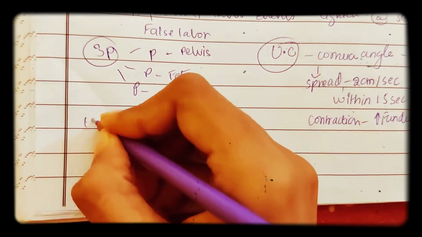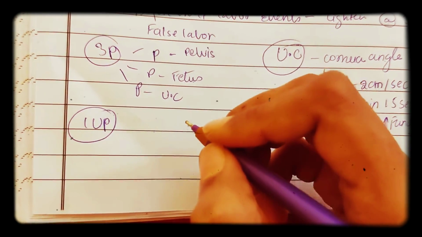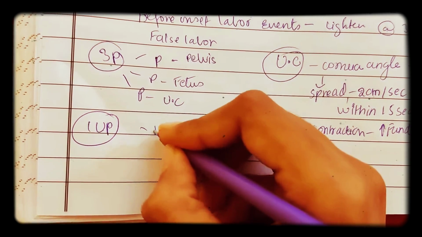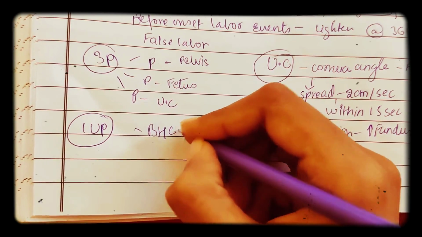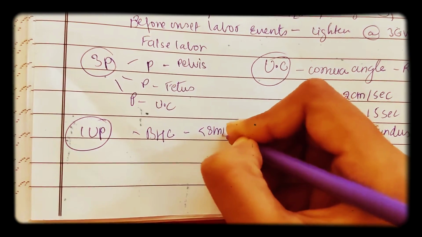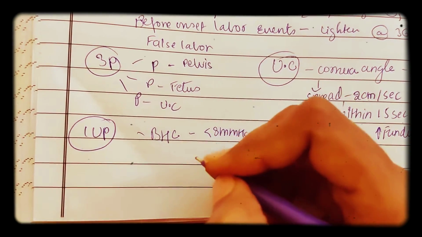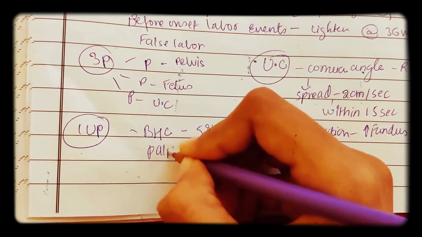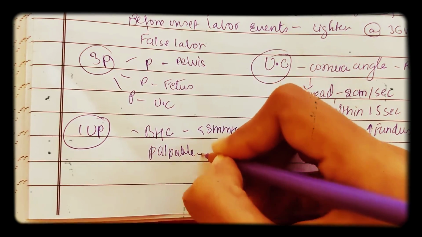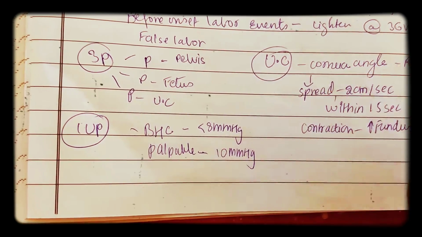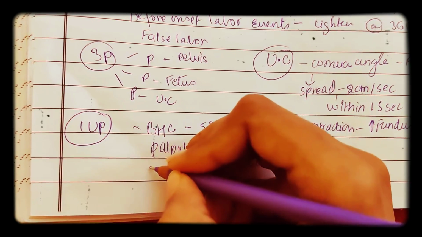Now let us discuss some intrauterine pressures, in short IUPs. During the Braxton Hicks contraction, it is less than 8 millimeters of mercury. Just remember in the order. Next, the contractions become palpable, that you can feel them, at 10 millimeters of mercury, as the intensity has increased. So first 8, next 10.